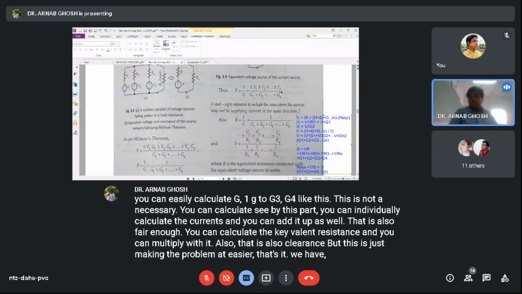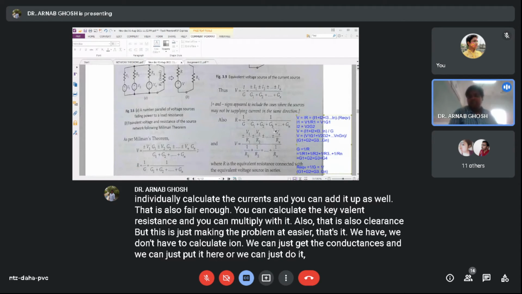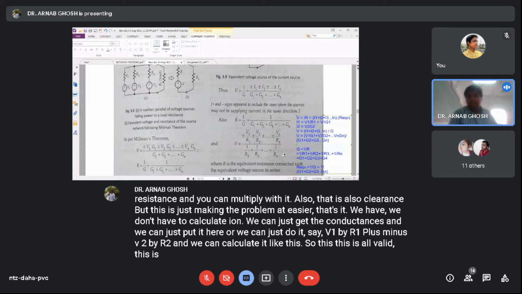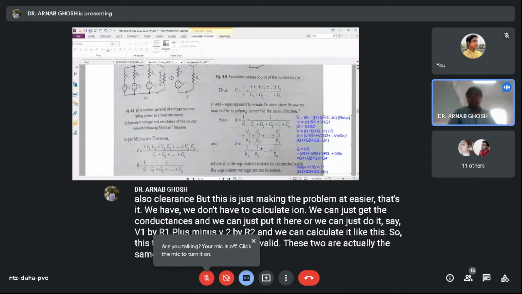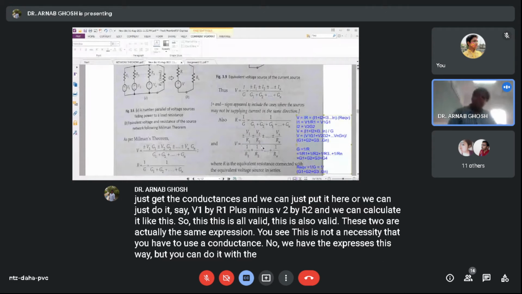We don't have to calculate I1. We can just get the conductances and we can just put it here. Or we can just do it, say V1 by R1 plus, calculate it like this. So this is also valid. These two are actually the same expression. You see, this is not a conductance. We have expressed it this way, but you can do it with the resistance as well.